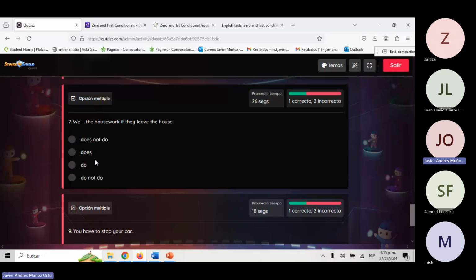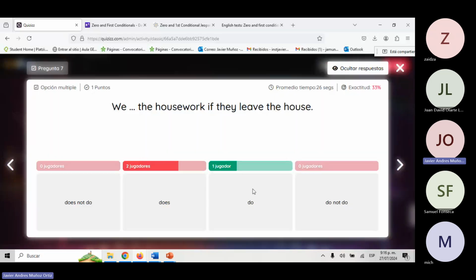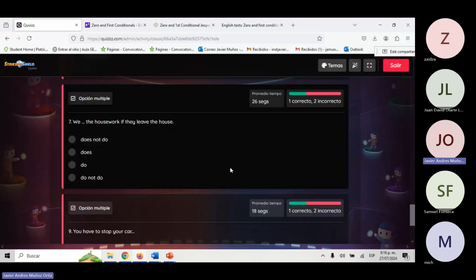So we have two possibilities. We do the housework if they leave the house, or we don't do the housework if they leave the house. In terms of grammar, both are correct. But in this case, taking into account the context, taking into account what a person should do, it is this. We do the housework, we clean the house, if my parents leave the house. We will clean the house if our parents leave the house, because we are good kids, we are good children.